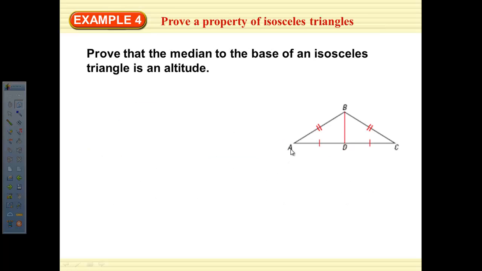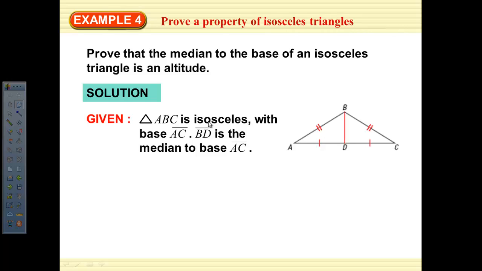Alright, and now we want to prove that the median to the base of an isosceles triangle is an altitude. Basically, all we need to do here is prove that these two angles are congruent. If these two angles are congruent and they're also supplementary, then that means that this is a 90-degree angle and it's an altitude. So we already know that these two sides are congruent and those two sides are congruent. So we have ABC is isosceles, and we know that BD is the median of the base, therefore these two parts are congruent. We want to prove it's an altitude.